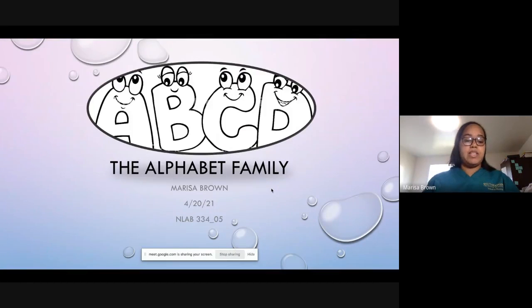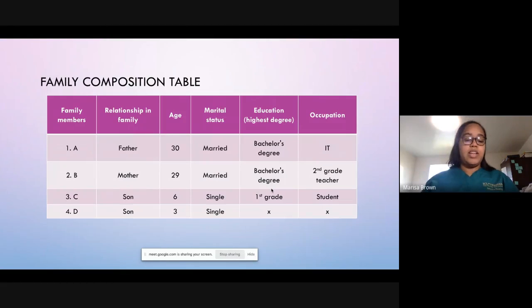I conducted my family assessment on the alphabet family. Family composition table. The alphabet family is made up of 6 members, including 2 dogs. Father A, Mother B, and 2 sons C and D. A is 30 years old and has a bachelor's degree and works in IT. B is 29 years old, has a bachelor's degree, and works as a second grade teacher. C is 6 years old and is in first grade. D is 3 years old and is not in school. Both kids live with their parents.